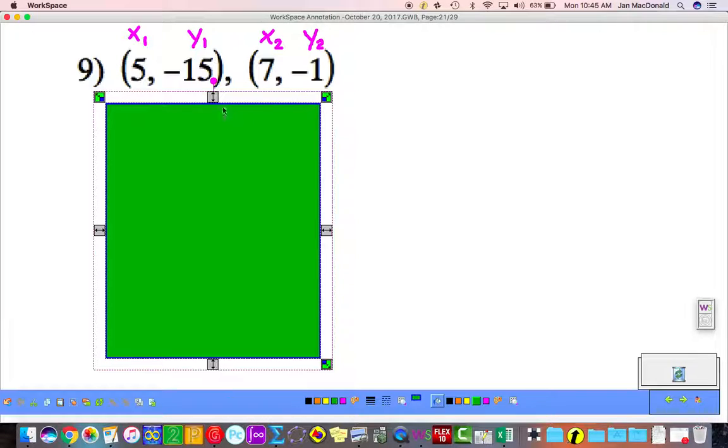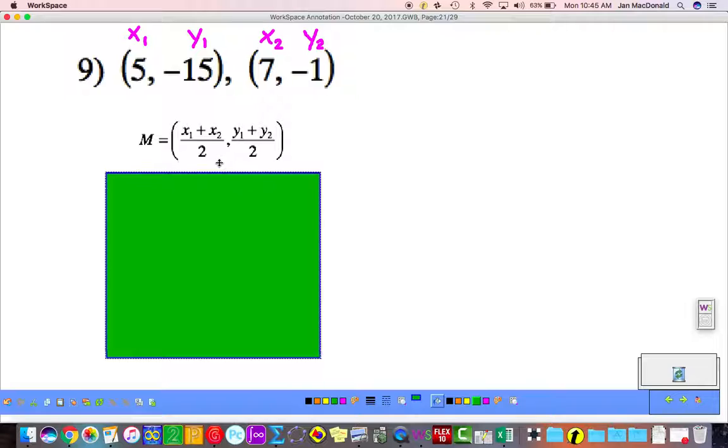Let's take a minute and review the midpoint formula. The midpoint formula is x1 plus x2 divided by 2. That's the x value of the midpoint. And y1 plus y2 divided by 2. And this is the y value of the midpoint. Every point on the coordinate plane has an x value and a y value. So therefore, the midpoint should have two separate answers, an x value and a y value.